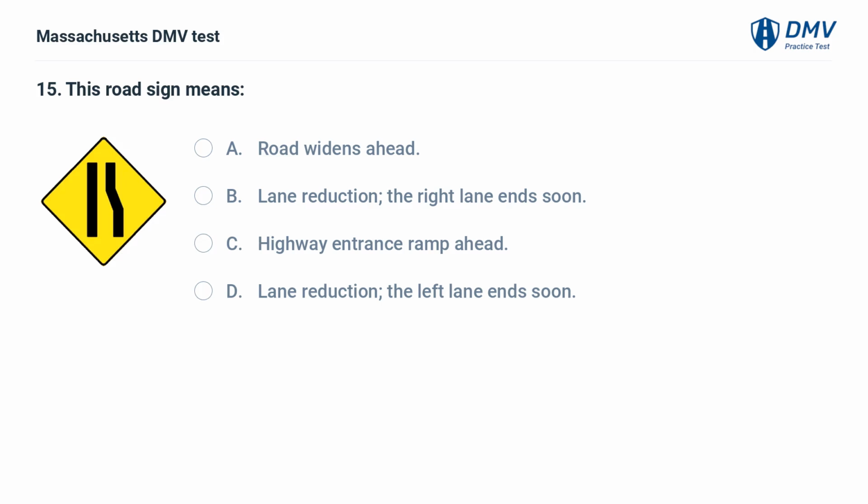This road sign means: A. Road widens ahead. B. Lane reduction, the right lane ends soon. C. Highway entrance ramp ahead. D. Lane reduction, the left lane ends soon.